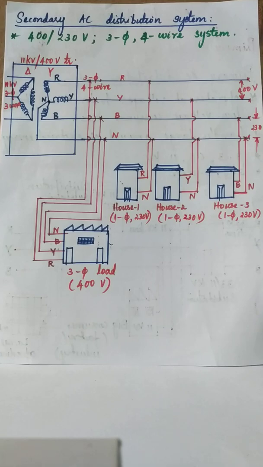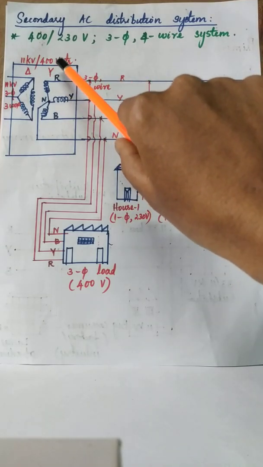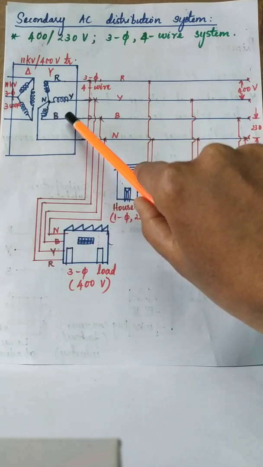In the last class, we discussed the connection schemes of the primary AC distribution system. In today's class, we will discuss the secondary AC distribution system in detail. In the previous lectures, we have already seen the single line diagram of a sample secondary AC distribution system. The secondary AC distribution system starts with an 11 kV to 400 volt step down transformer.